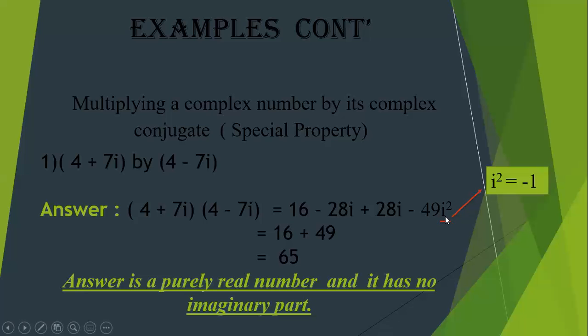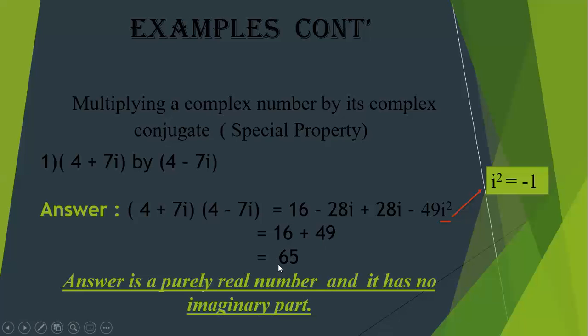We can substitute it. When we substitute it, we will have minus 49 times negative 1. And that will give me a positive 49. So let's continue. Minus 28i plus 28i. This gives us what? 0. So our answer would be 16 plus 49, which is 65.